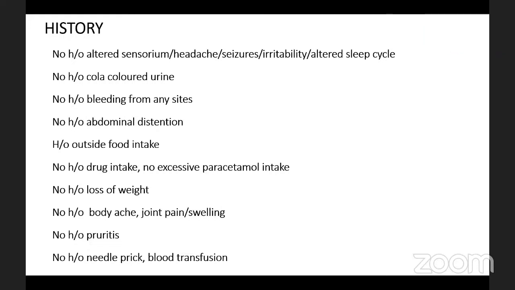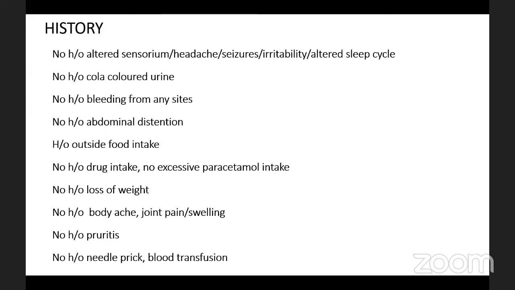Okay, sir. And no history of abdominal distension. Why do you want to ask for abdominal distension? It is to rule out liver failure. If there is abdominal distension with edema or ascites, the child may go into liver failure.